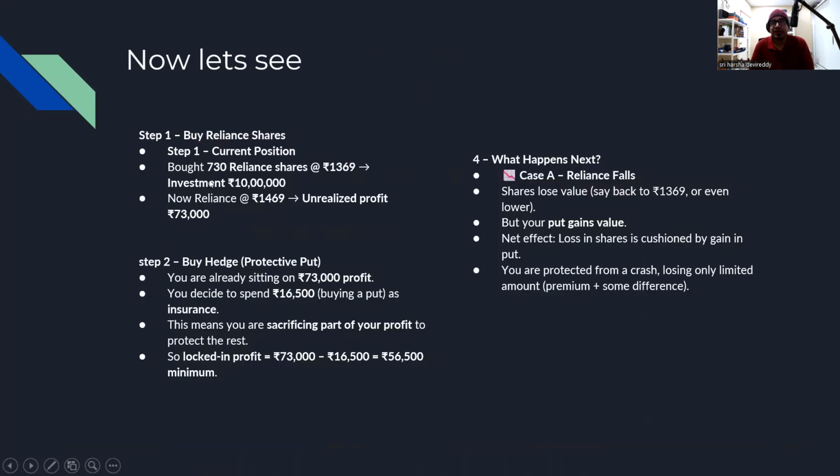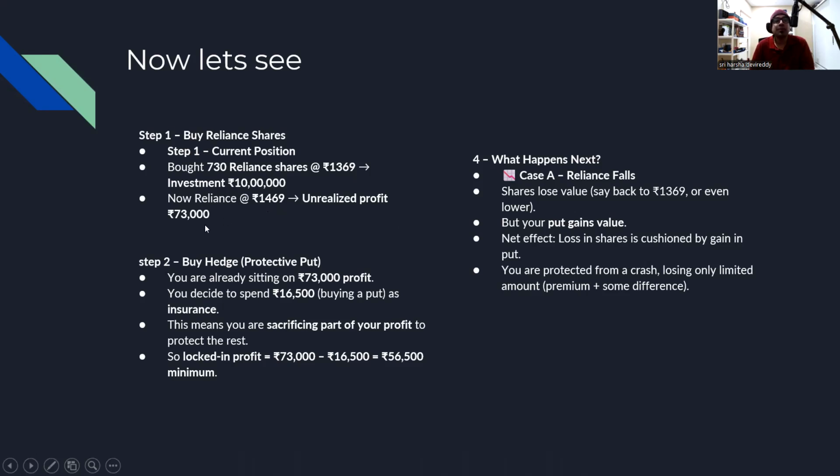First, with the 10 lakhs, do you know how many shares of Reliance you will get? 10 lakh divided by 1369, you will get around 730 shares. Now how much did I say Reliance rose? 100 rupees. So 730 into 100, you are in profit of 73,000. This is the first condition that has been met.